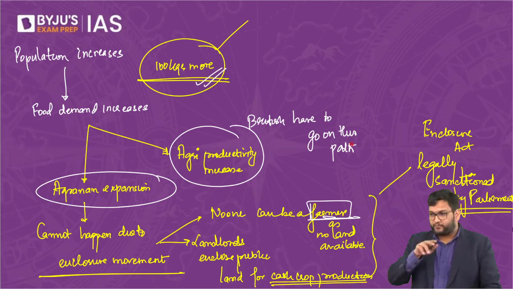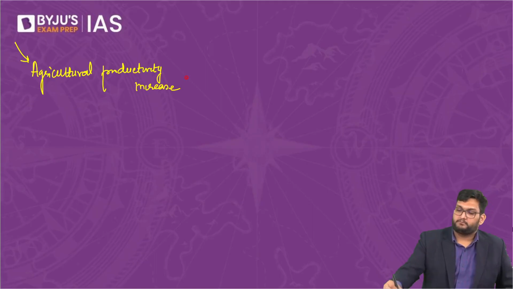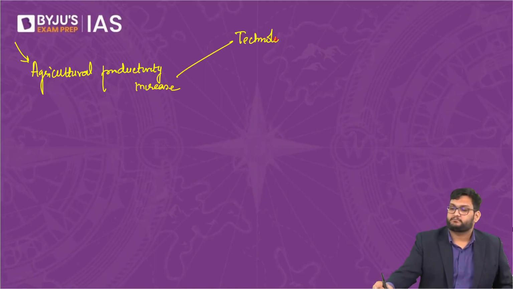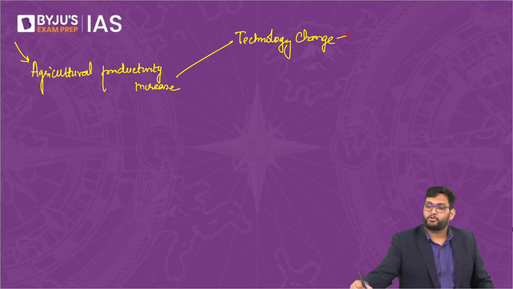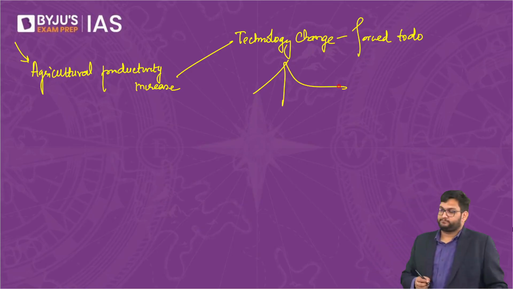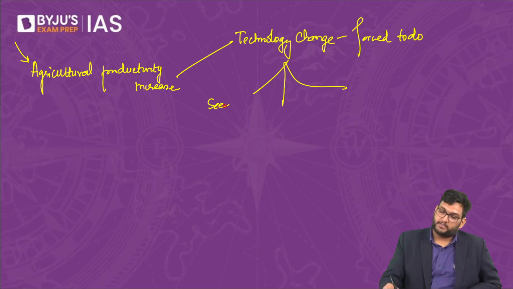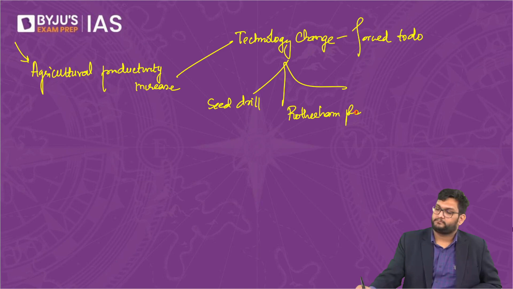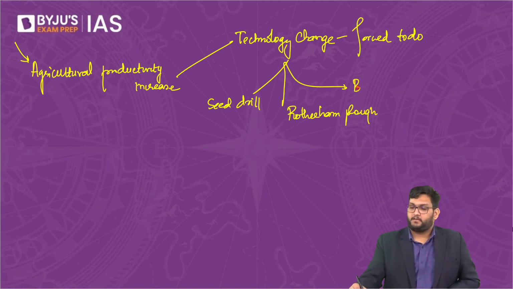And because the British have to go on this path, now they have chosen the path of agricultural productivity increase. For that, you need technology change, which they are forced to do. So they come up with three very important technologies. One is called seed drill, Rotherham plow, and better seed variety.